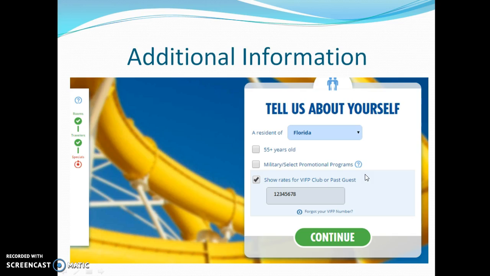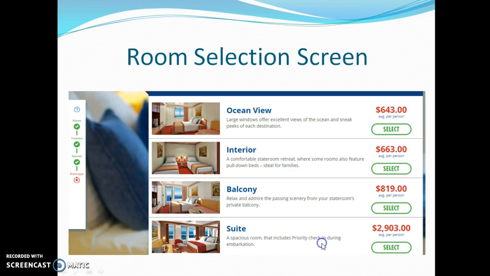If you are a past guest on Carnival, you should check the VIFP Club or past guest box and then enter your number. If you don't know that, you can call the cruise line and they'll be able to provide it for you. Or if you log on to carnival.com with your email, it can search it out and find it for you. So this, you would click Continue.